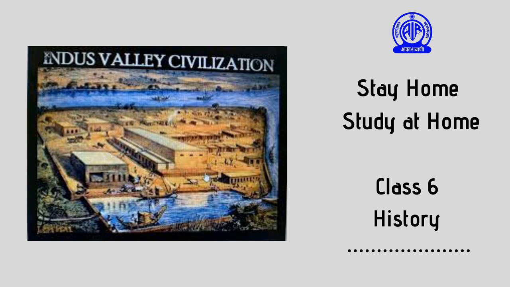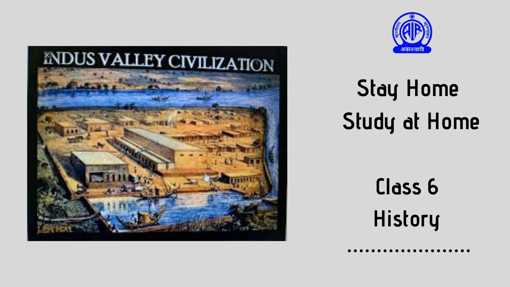Now, when we talk about this, they had a very big tank, the Great Bath. A bath we all know. So what is great? Let's see, okay? This was lined with bricks, coated with plaster and made watertight with a layer of natural tar. There were steps leading to it from two sides. There were rooms on all sides. Water was probably brought in from a well and drained out after use.